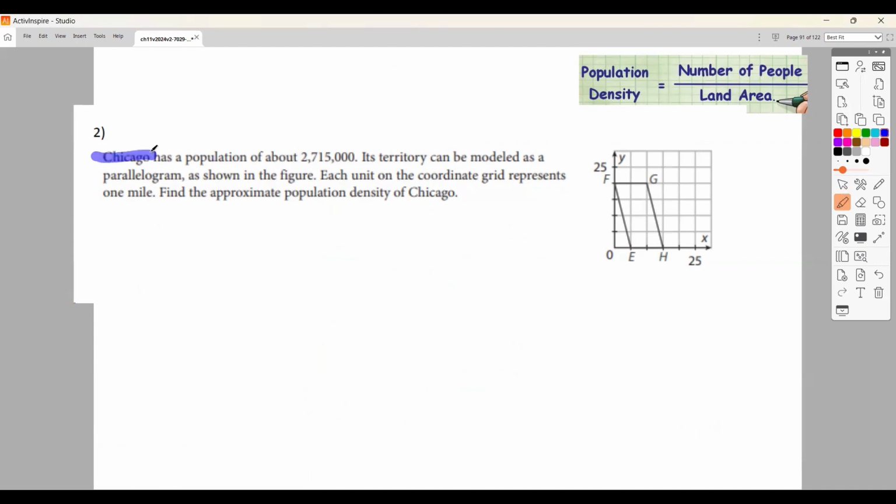It's my hometown. Yay. No, actually, I consider Miami my hometown, but I was born in Chicago.